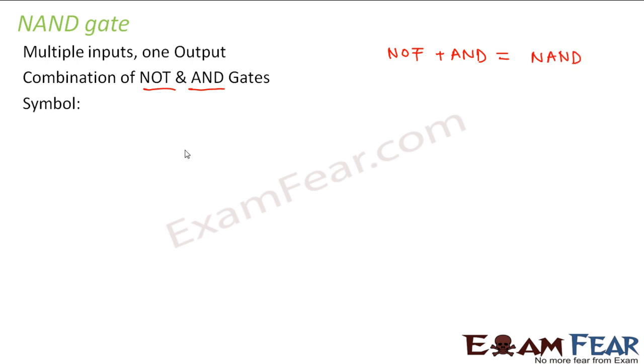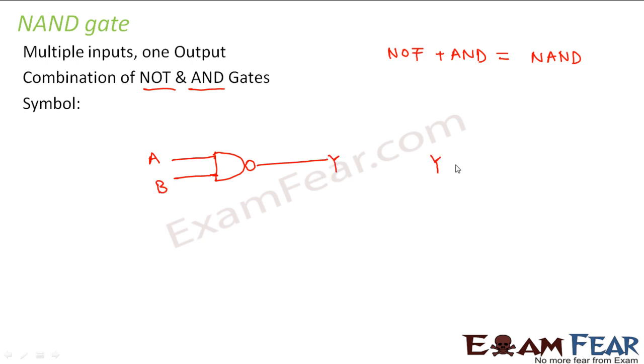So how would the symbol look like? First you draw an AND gate. For NOT gate, you just put this NOT. So this represents the NOT gate. So this is how the NAND gate is represented. This is A, this is B, and this is Y.